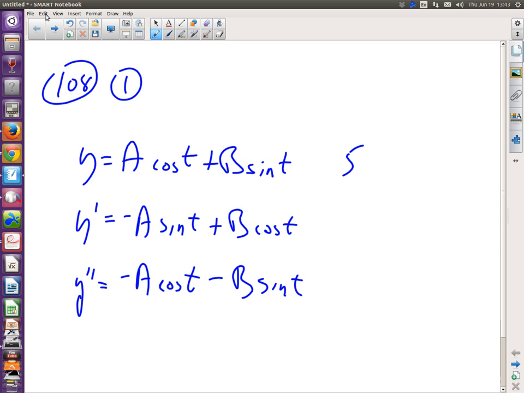Now let's plug in the initial condition y of 0 is 5, so y is 5 when t is 0. Now sine of 0 is 0, cosine of 0 is 1, so a is 5. Alright, so we get a is 5 from that.